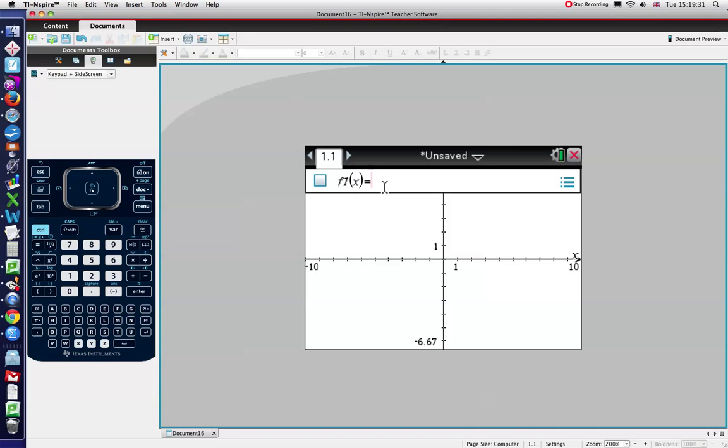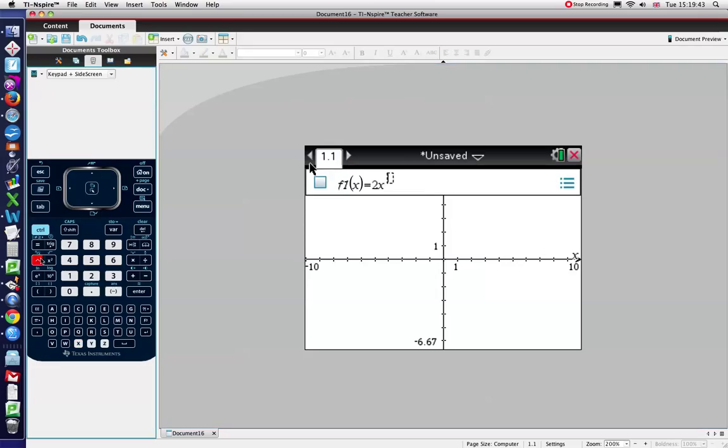So in this video, we're going to look at finding stationary points and their nature. First thing you need to do is open a graph page and start typing in the formula or the equation or the function of the graph. So we've got 2x cubed minus 9x squared plus 12x.